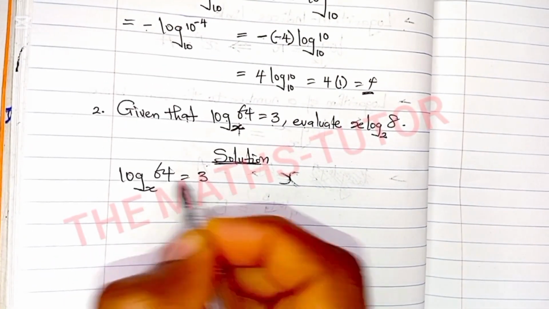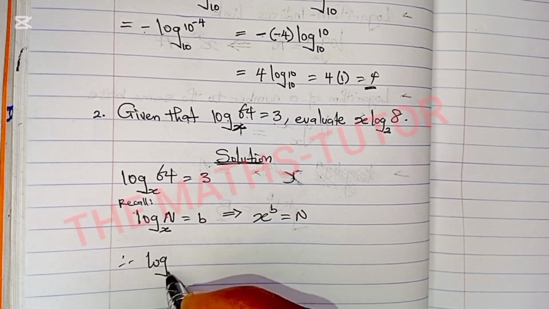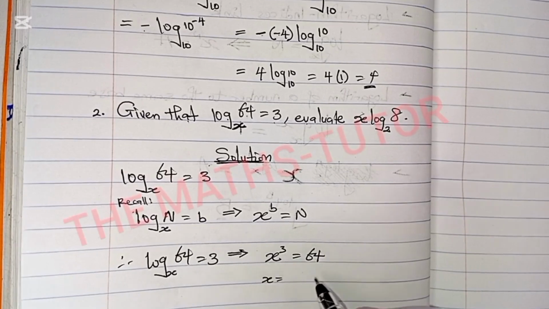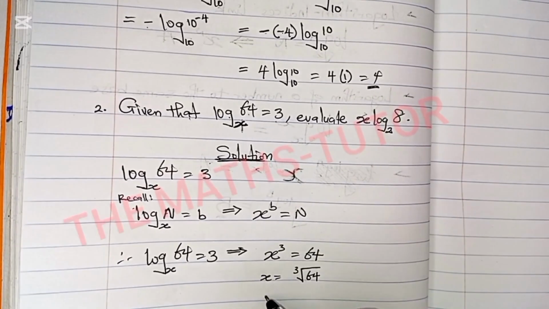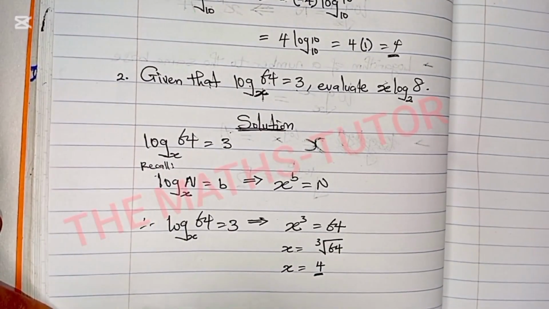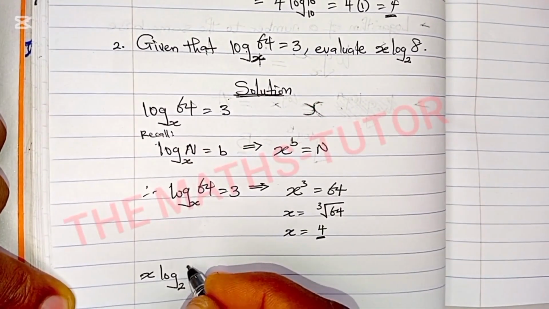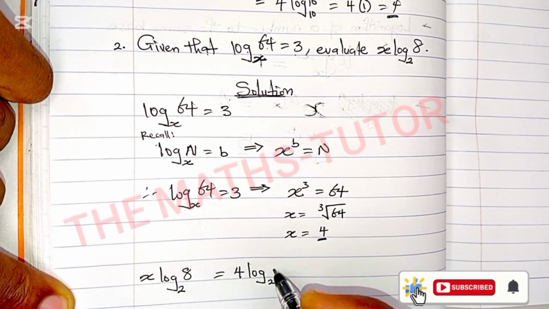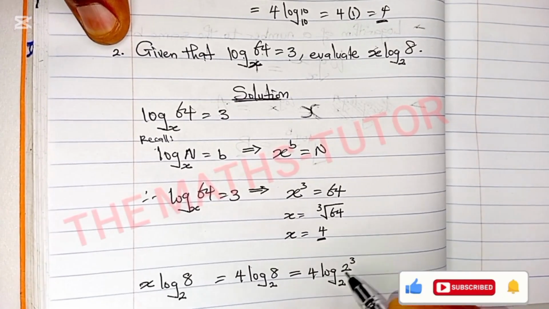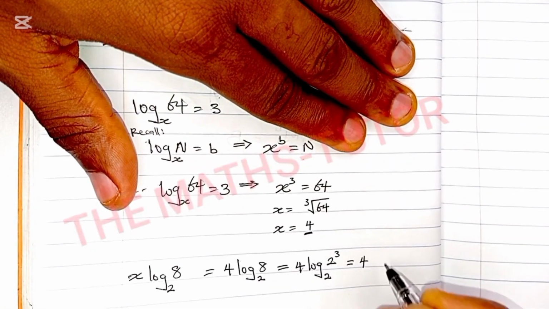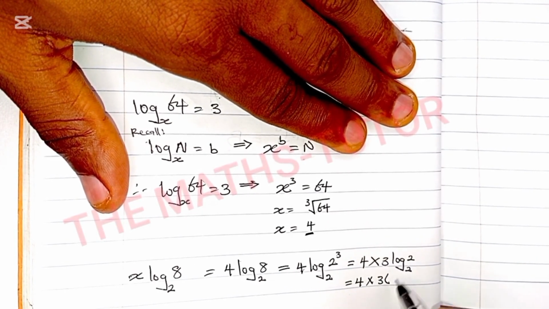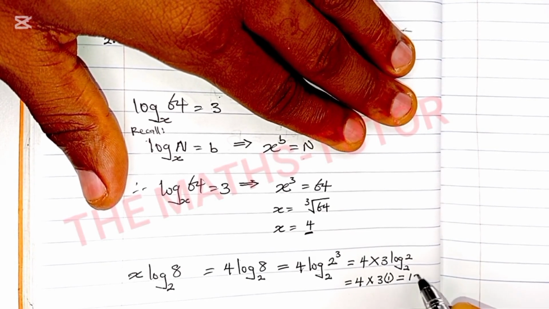Here, we have logarithm of 64 to base x equals 3. Using the link between logarithm and indices, we have x raised to the power 3 equals 64. Expressing 64 as a power of 3, we get 4. Therefore, using the value of x equals 4, we're able to find the value of x log 8 to base 2. Expressing 8 as a power of 2, we discover that would be 2 raised to the power 3. So making 3 the coefficient, we have 4 times 3, log 2 to 2, which is 1. And then the answer there gives us 12.